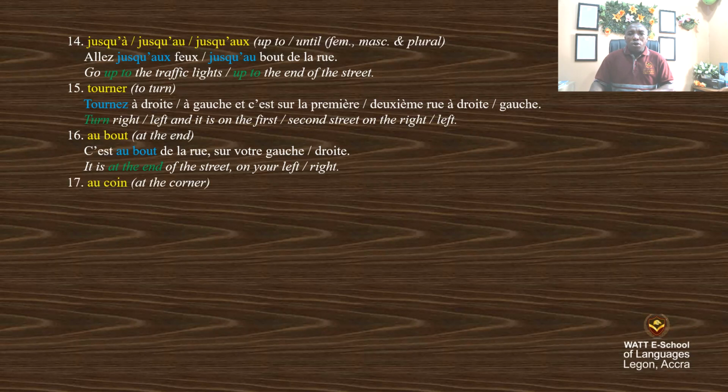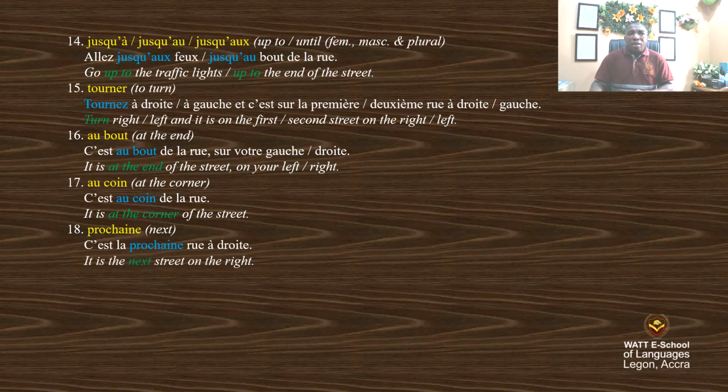Au coin, at the corner. C'est au coin de la rue. It is at the corner of the street. Prochaine, next. C'est la prochaine rue à droite. It is the next street on the right. Là-bas, over there. C'est là-bas, it is over there. Une carte, a map. Avez-vous une carte de Paris?